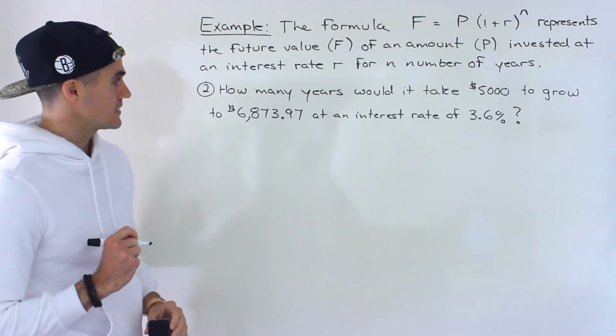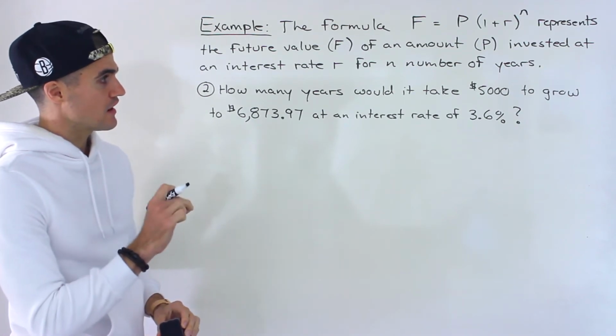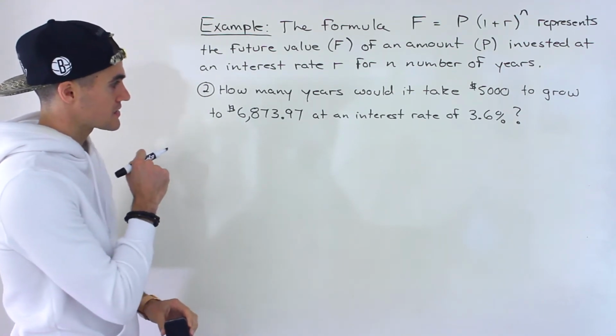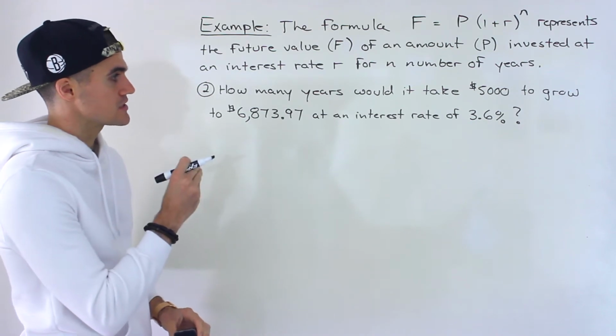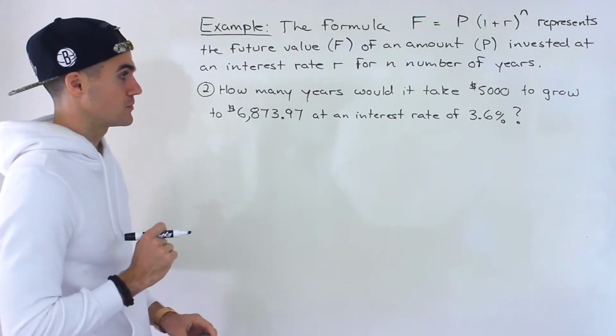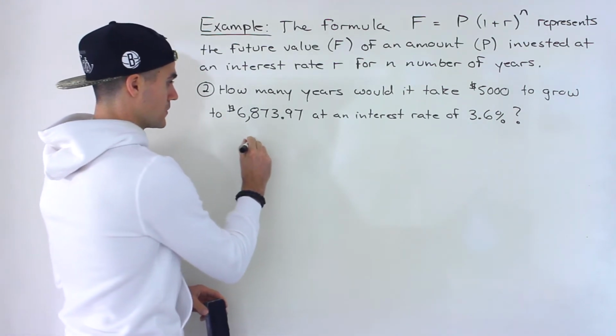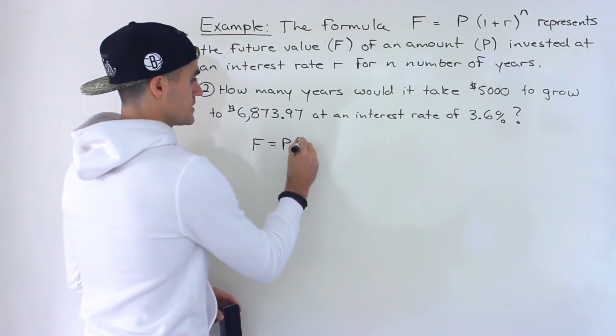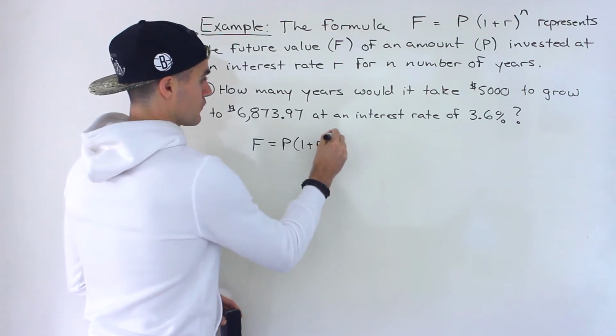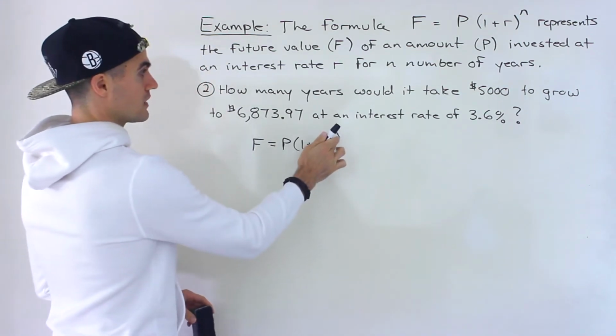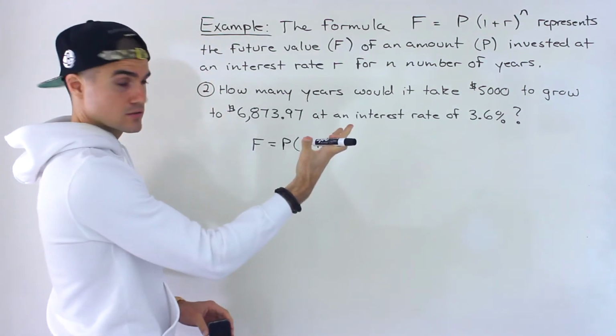Moving on to the second scenario. So how many years would it take 5,000 to grow to $6,873.97 at an interest rate of 3.6%? So again, we're going to use that same formula. In this case, though, we're going to be solving for a different variable. We're going to be solving for the n. How many years would it take to grow?